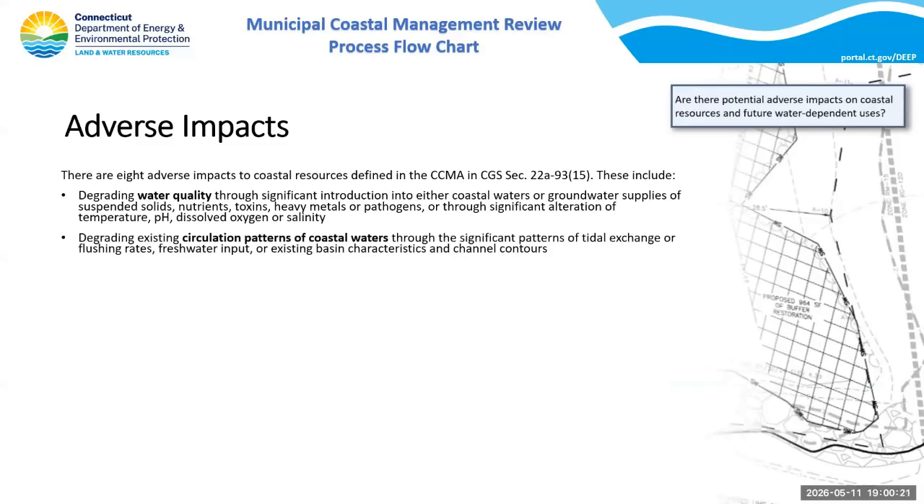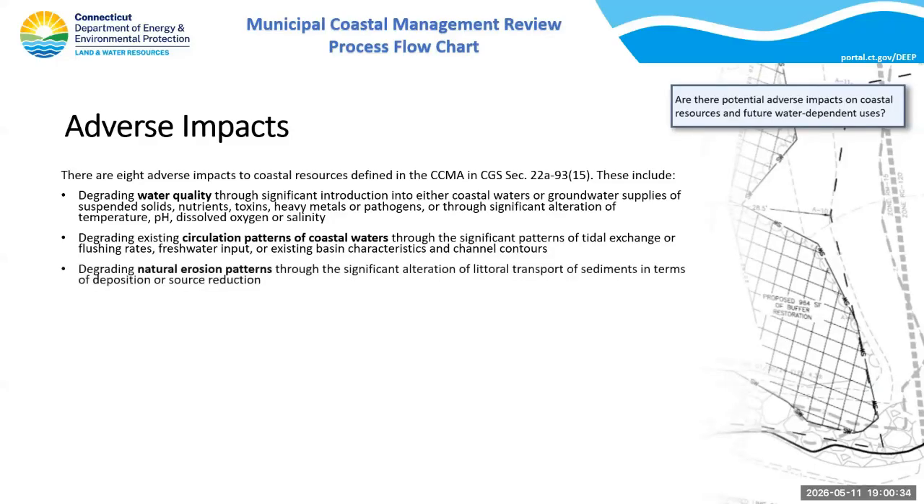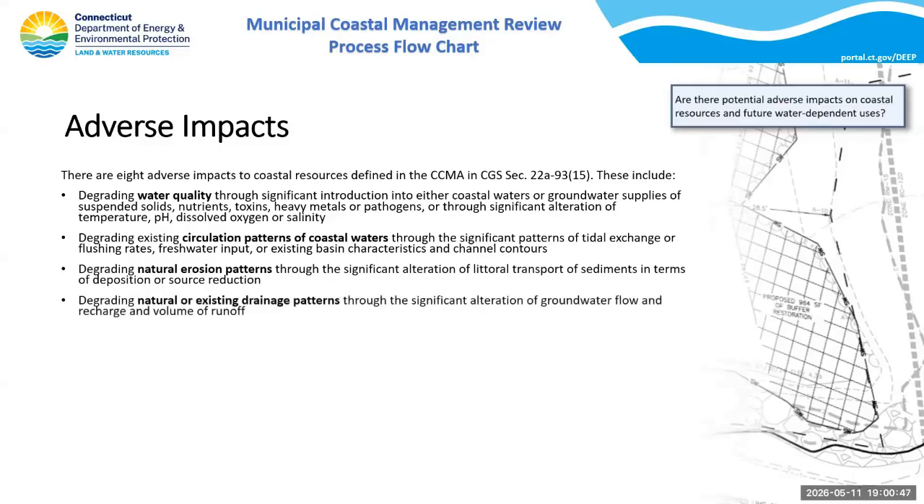There's degrading the existing circulation patterns of coastal waters through significant changes in the patterns of tidal exchange or flushing rates, freshwater input, existing basin characteristics, or channel contours being altered. You have degrading natural erosion patterns through the significant alteration of littoral transport of sediments in terms of deposition or source reduction. That's changing the erosion patterns along the coastline. There's degrading the natural or existing drainage patterns through significant alteration of groundwater flow and recharge or volume of runoff.